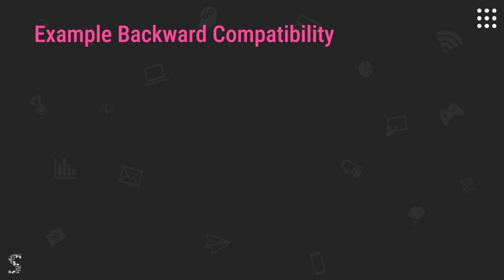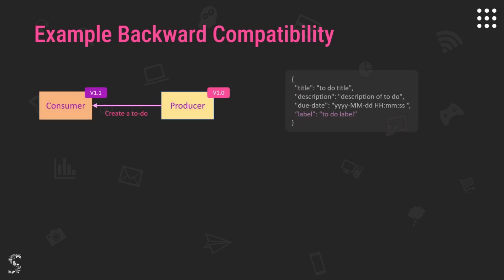Example of backward compatibility. Let's imagine that we have a consumer and producer. The producer, the client, wants to create a to-do, so it sends a payload to the consumer. The consumer has upgraded itself to version 1.1, which introduced a new field, label. So the older producers, which send the payload without the label, can still send the to-do, and the to-do can still be recognized by the consumer, and the consumer creates the to-do. It just ignores or empties the label.